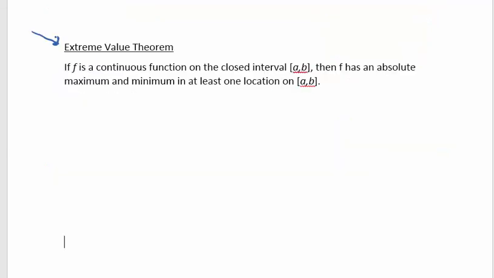All right, let's take a look at another definition here, the extreme value theorem. If f is a continuous function on a closed interval, a b, then f has an absolute maximum and minimum in at least one location on this closed interval, a b. All right, so anytime we look at a math definition, we've got to dive in a little bit and look at the details.